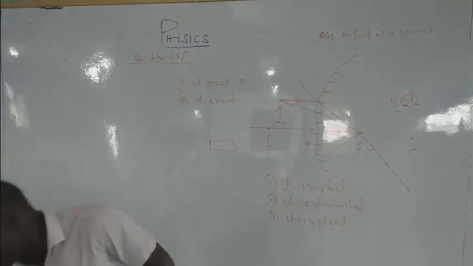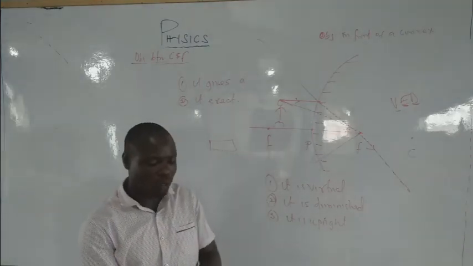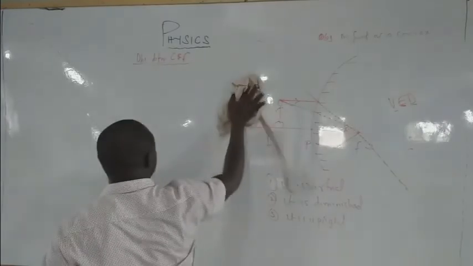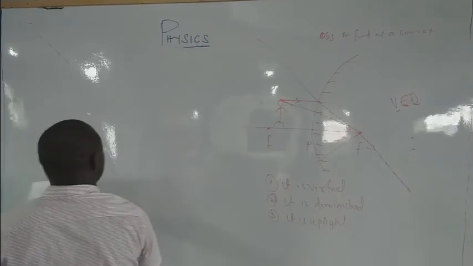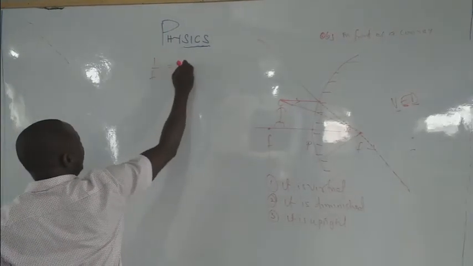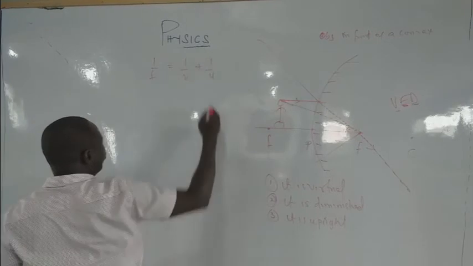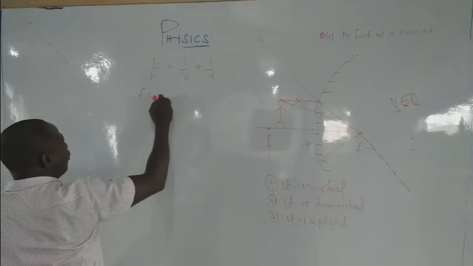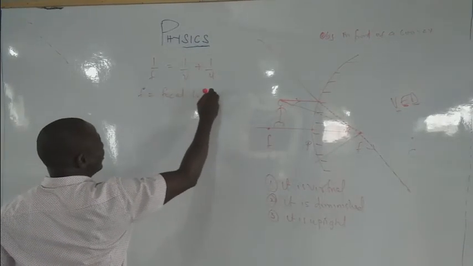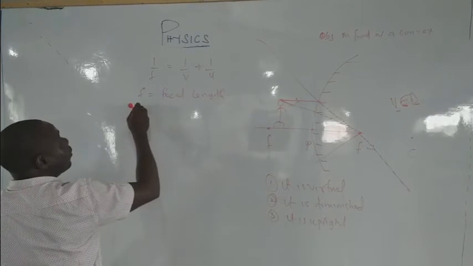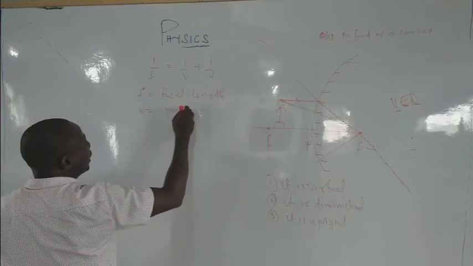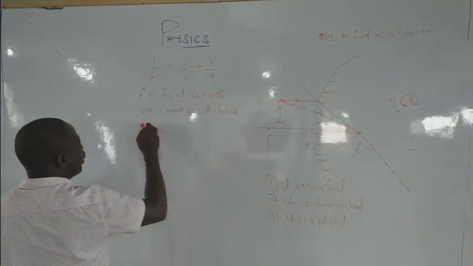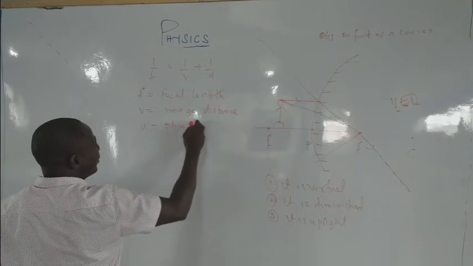Then the next one, let's solve just one question on the mirror. Before we solve a question, I have to give you the mirror formula. The formula is: 1 over F is equal to 1 over V plus 1 over U. F is the focal length. V is the image distance. U is the object distance.